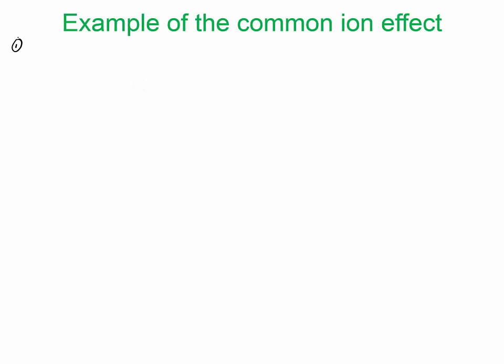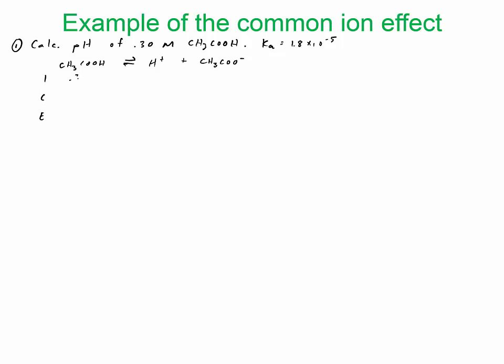So example one: calculate the pH of a 0.30 molar solution of acetic acid. The Ka for acetic acid is 1.8 times 10 to the negative fifth. So you write your equilibrium. It's an acid, so we don't need to show water. We show the proton dissociating and set up our ice table. These are zeros here. We know it'll shift to the right, so this goes up by x, and this goes up by x.